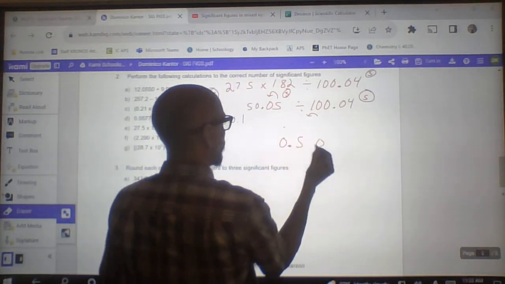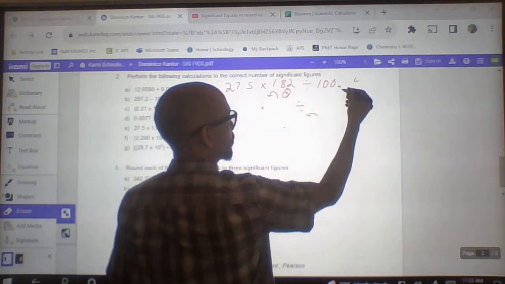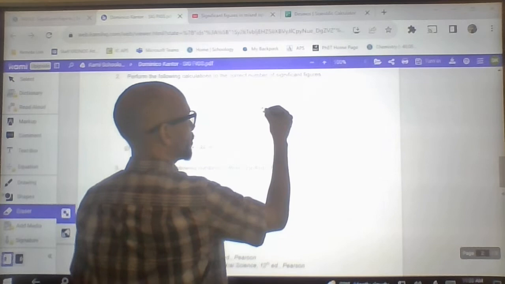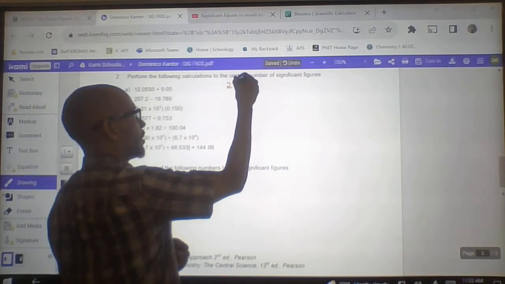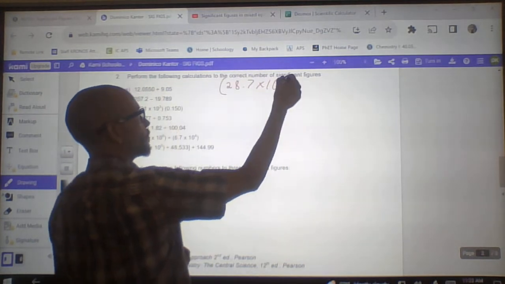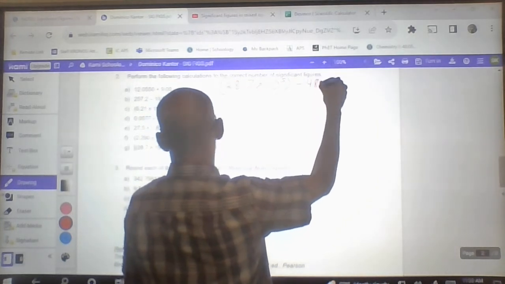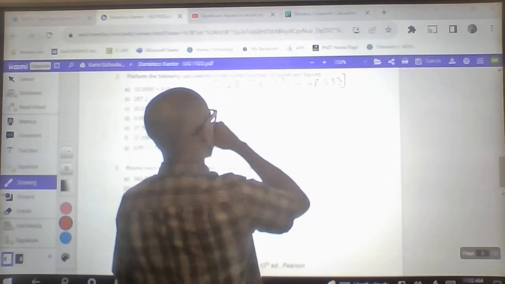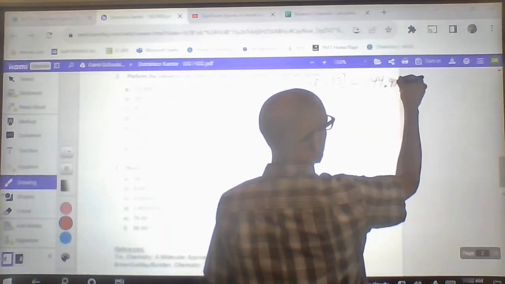Now we're going to tackle this tough one over here, letter G. I think we should be able to match the answer that they got. For letter G, we're doing 28.7 times 10 to the 5th, in parentheses, divided by 48.533 in brackets, plus 144.99.